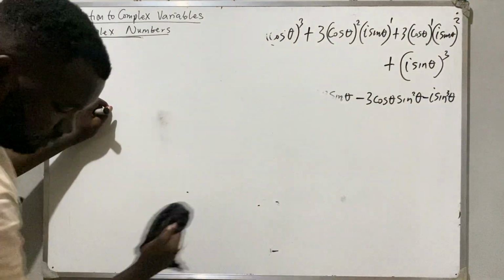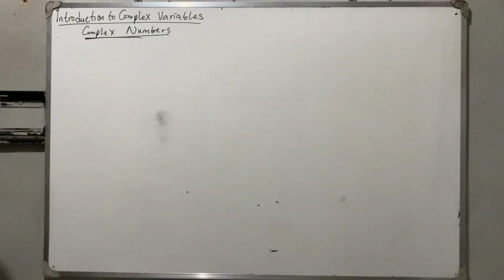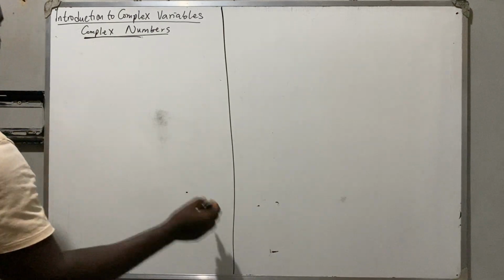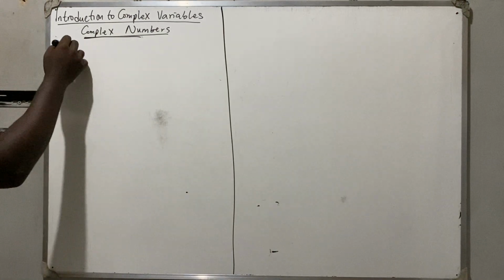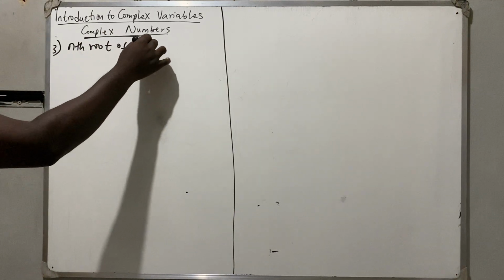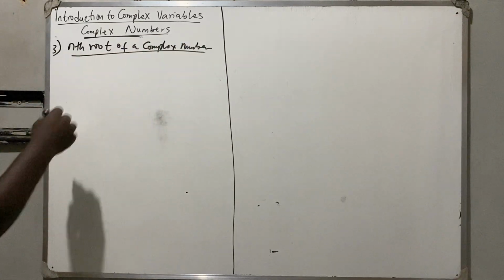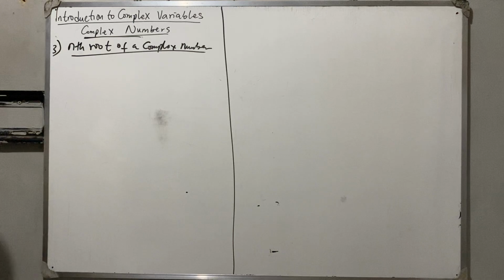So let's move to the last application of De Moivre's theorem. The last application of De Moivre's theorem is in the nth root of a complex number. So number 3, De Moivre's theorem helps us to get the nth root of a complex number. Now before we talk about the nth root of a complex number, let's take some few properties of sine and cosine, the sine and cosine graph.